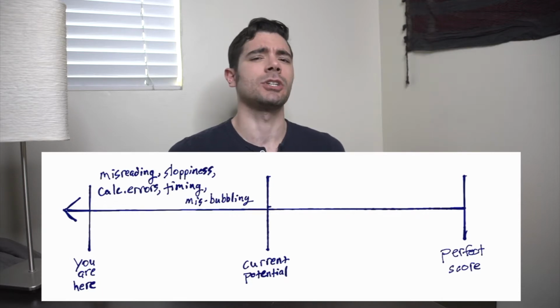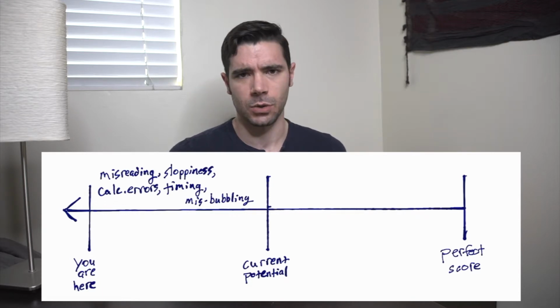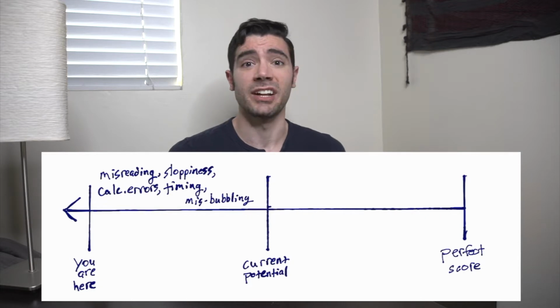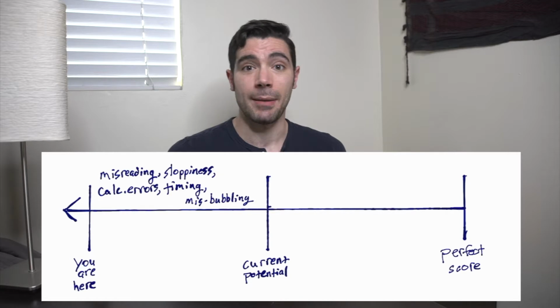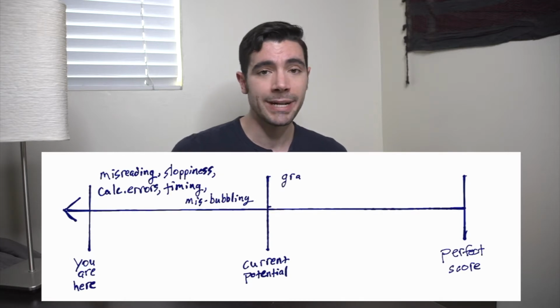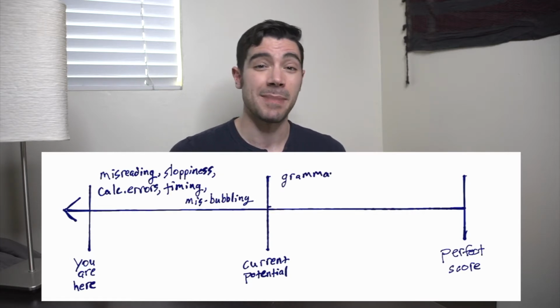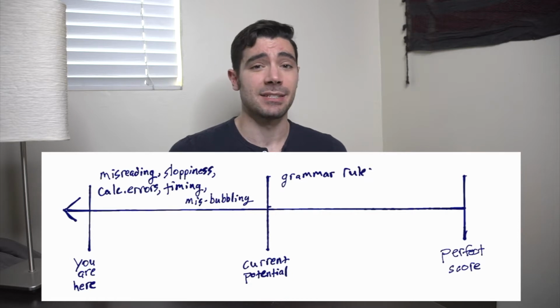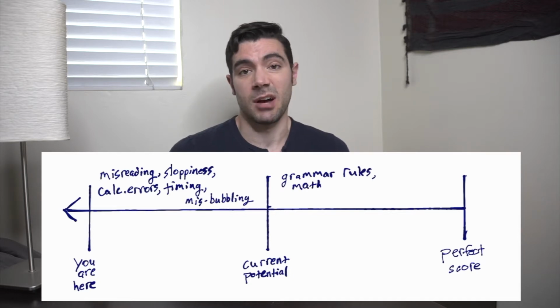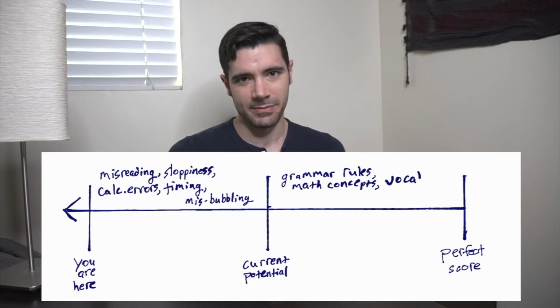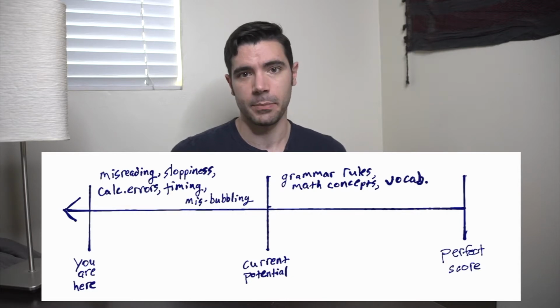Which would be what separates our current potential from a perfect score. Well, why would you not currently be able to answer a question correctly? And these would be things like grammar rules, little who versus whom action, more complicated math concepts, or even math concepts that were introduced to us in middle school and that we're a little rusty about. For a lot of students, that's geometry. There could be gaps in our vocabulary. If you're not sure what one of the words means within a question, it's pretty hard to get it right. And so these are the types of things that keep our current potential from being a perfect score.